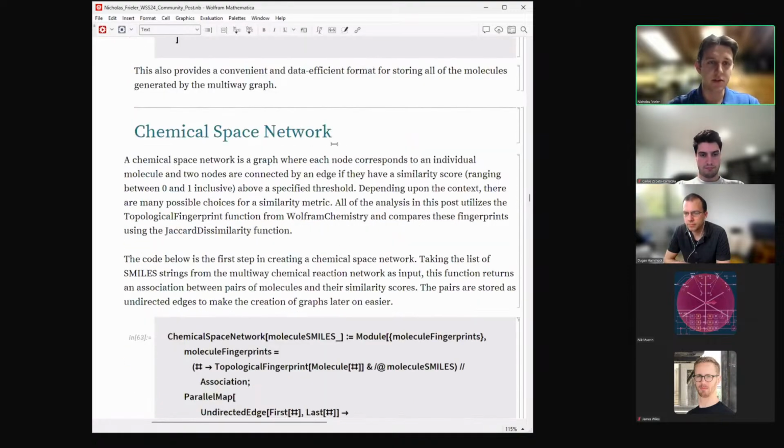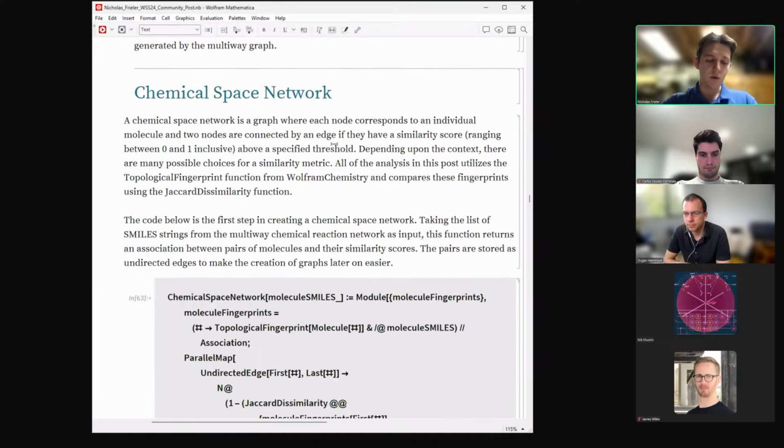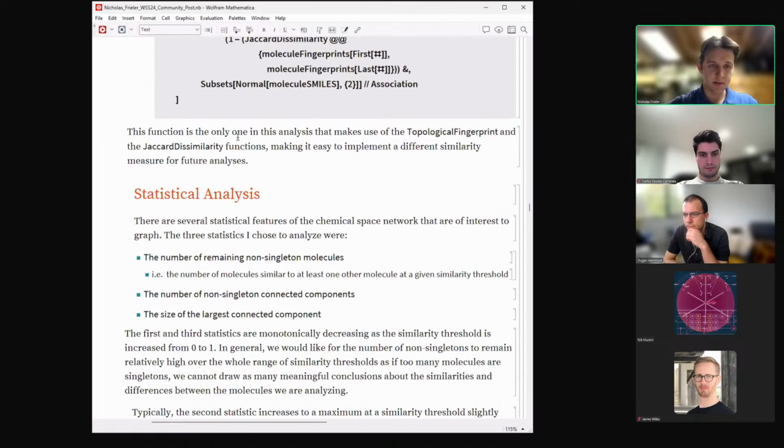And now a chemical space network. What this does is it takes a large collection of molecules and then tries to group them based off of some criteria you've specified. The one I did for my project over the summer was I looked at the topological fingerprints of these molecules. So what are the ring sizes? How are the rings next to each other? What various chains are in these molecules? And then try to group those based off of those similarities.